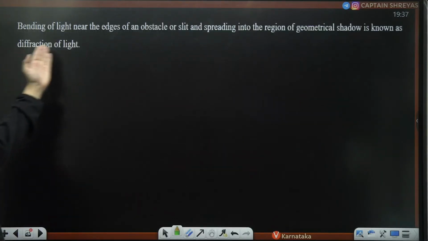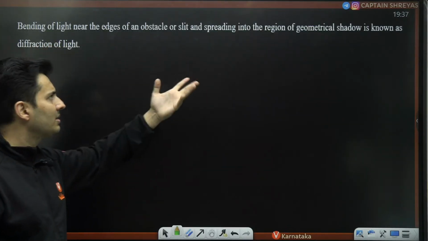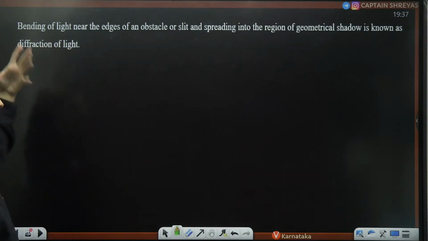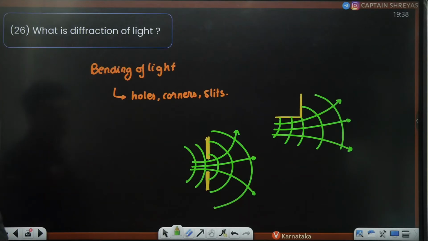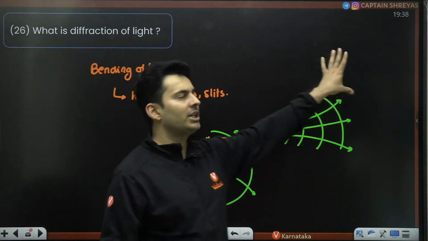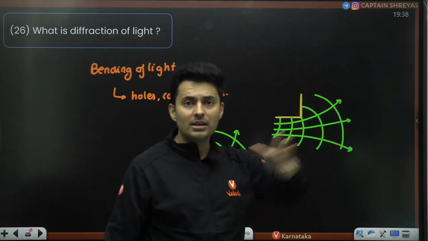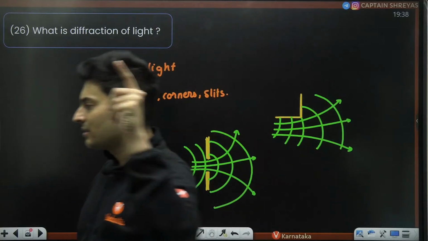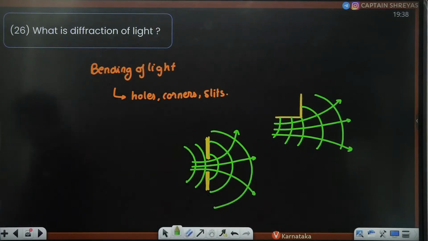Simply put, bending of light near edges of an obstacle or a slit, spreading into the region of the shadow, is known as the diffraction of light. Actually, the light shouldn't have gone here. This should have been a shadow. It should be a dark region, but still the light has spread. That is what diffraction is.